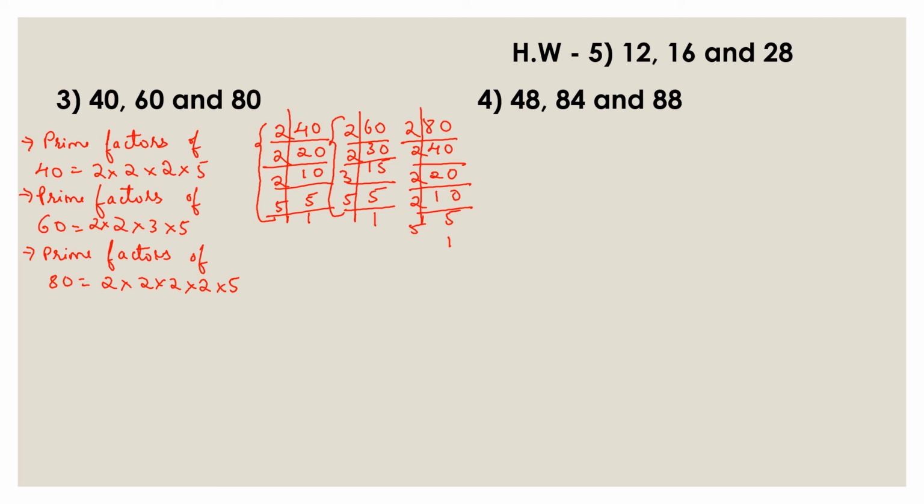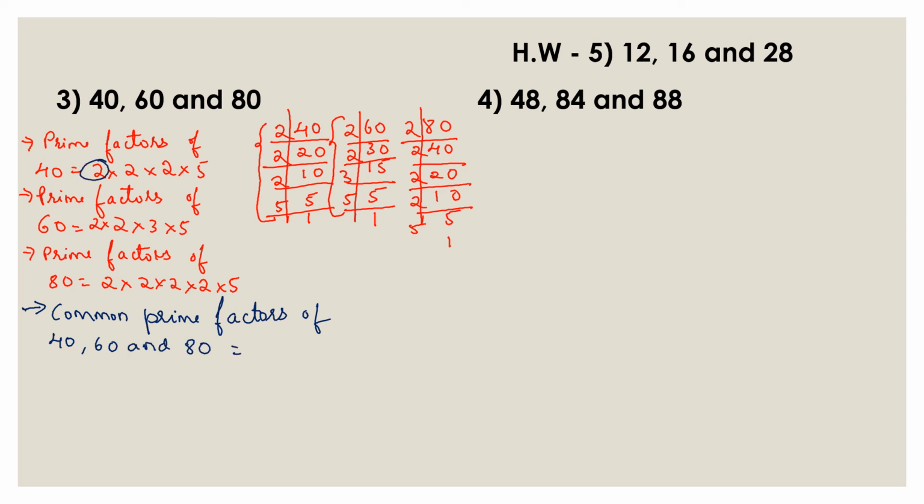So now what do you need to write? What is the third step you need to remember? Let's see the common factors which are present here. So let's write the next step as common factors, that is common prime factors present in 40, 60 and 80. Common prime factors of 40, 60 and 80. So let's see which are the common numbers.